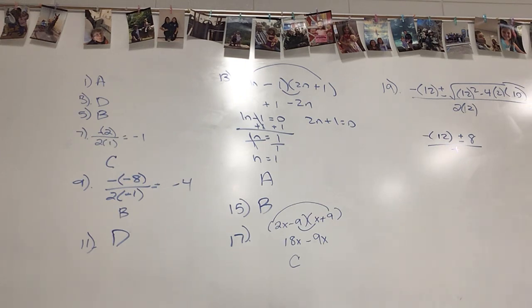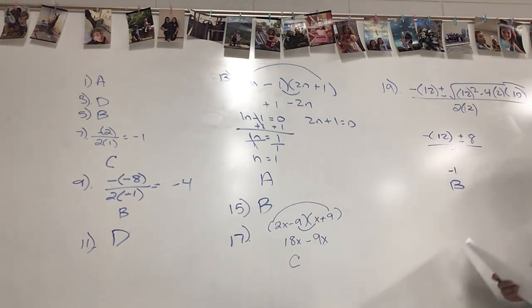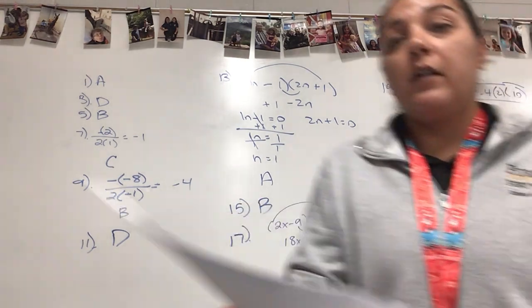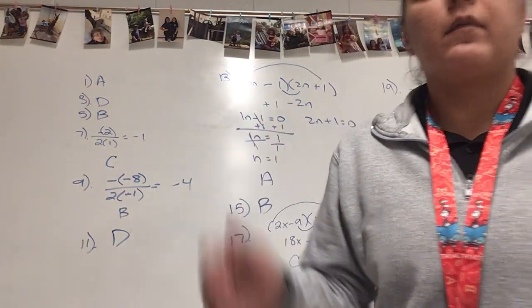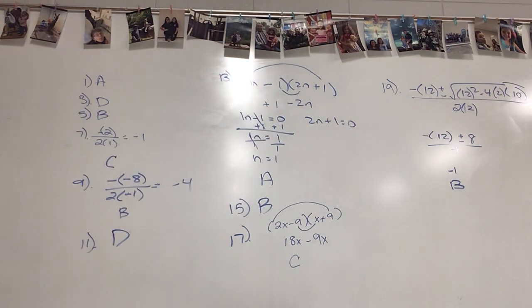Negative 1. Does that fit with our B? Oh my gosh, yeah. Okay, and the other one's obviously negative 5. I checked it. Good. Every time I do these ones, I end up with big numbers. I got negative 96.